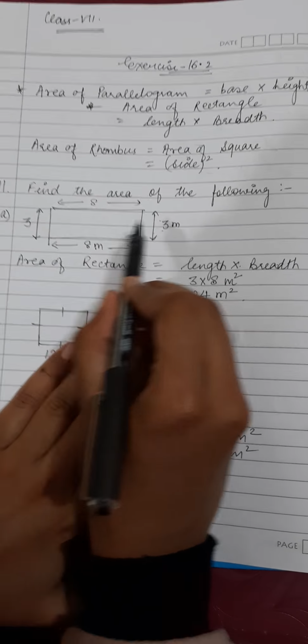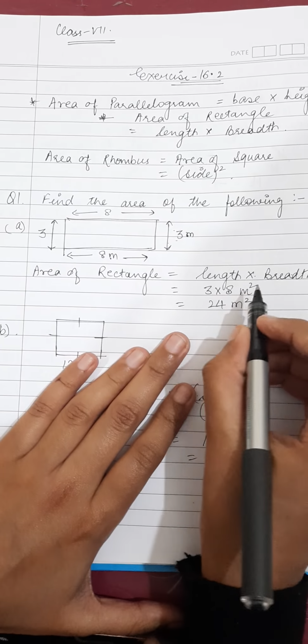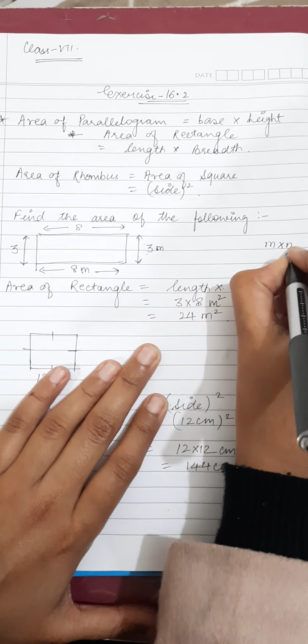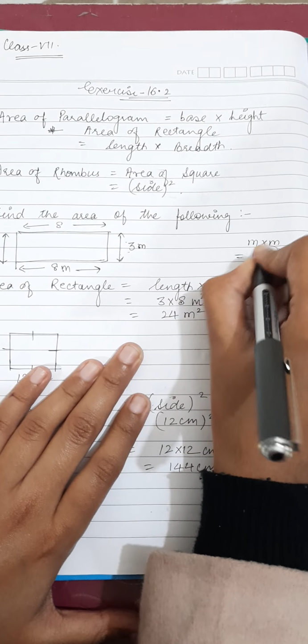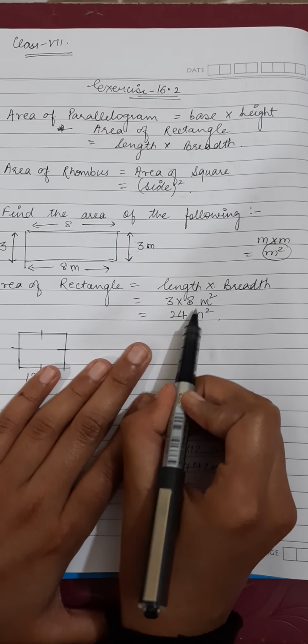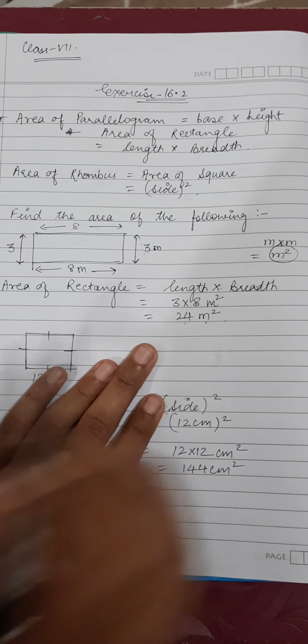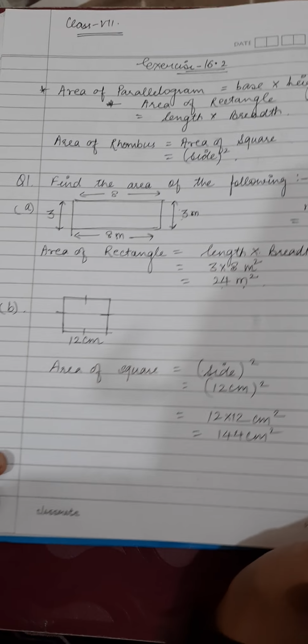Now this is also meters, this is also meters. So that means I am going to multiply meter with meter and it will come out to be meter square. So this is 3 into 8, 24 meter square. Okay. Now let us move to the second one.